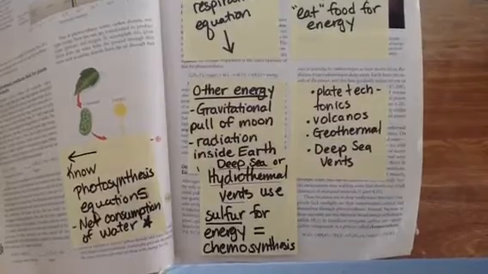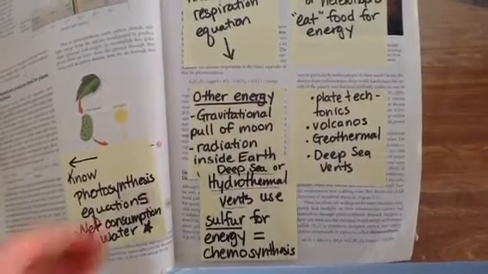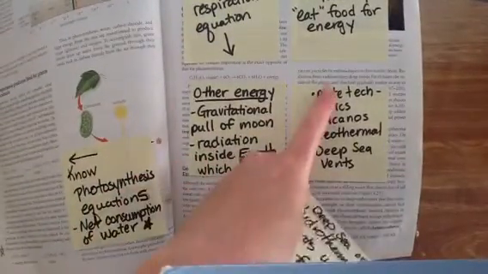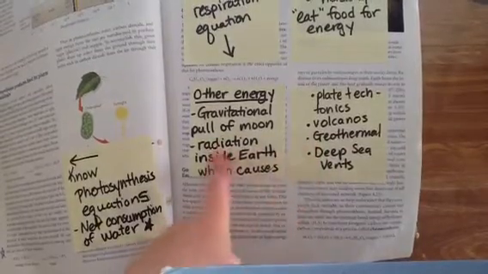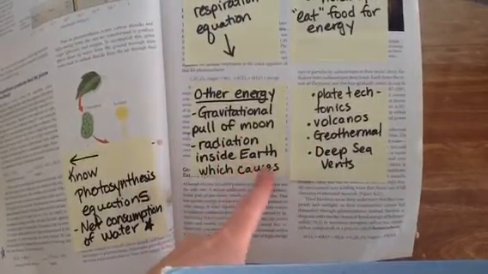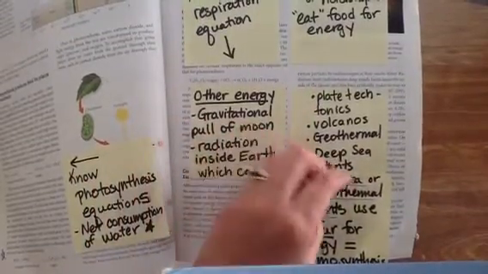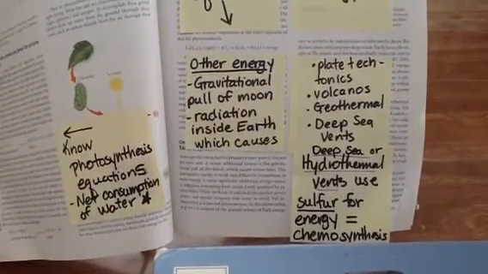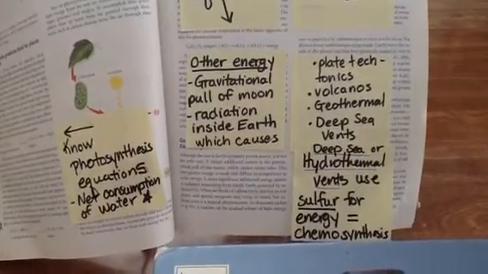The gravitational pull of the moon, which creates tides, is a form of energy. The radiation inside the earth, which causes plate tectonics, volcanoes, geothermal energy, deep sea vents. All of that is caused by the radiation in the earth, so this is a different kind of energy. And let's talk about deep sea vents. They're also called hydrothermal vents, and they use sulfur to create energy, and this is called chemosynthesis.